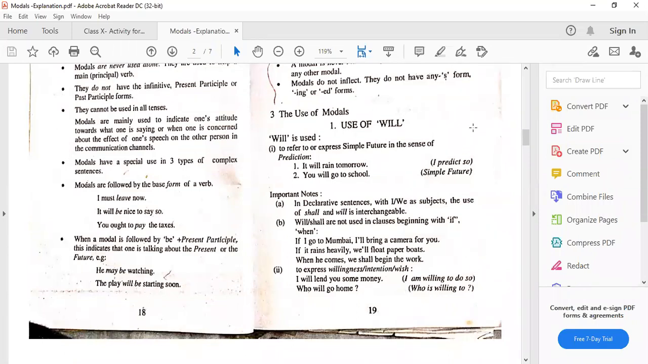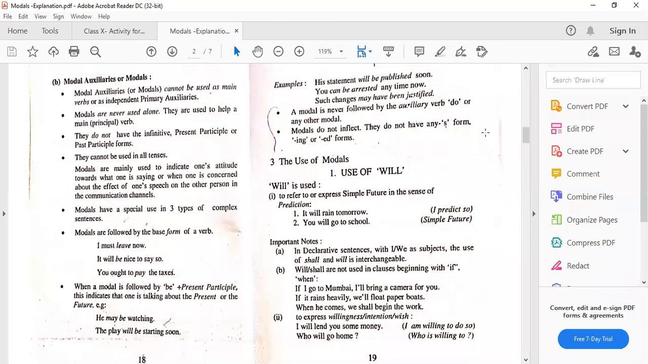tenses. Coming to the first verb, that is will, we use will to refer or to express simple future tense in the sense of prediction. Prediction होता है कोई आप foretelling कर रहे हो, कोई estimate दे रहे हो, कोई भविष्यवाणी बता रहे हो. It will rain tomorrow. That means I predict so. भविष्यवाणी कर रहा है. You will go to school.